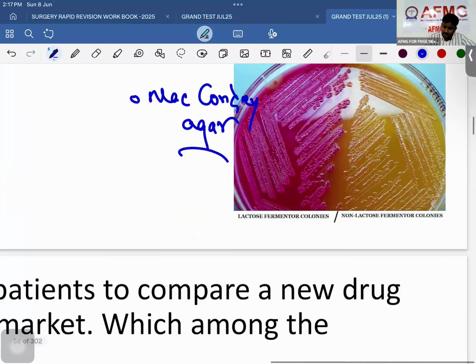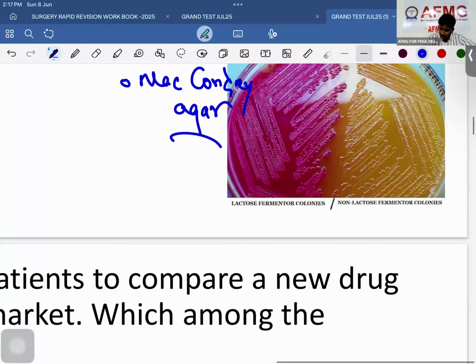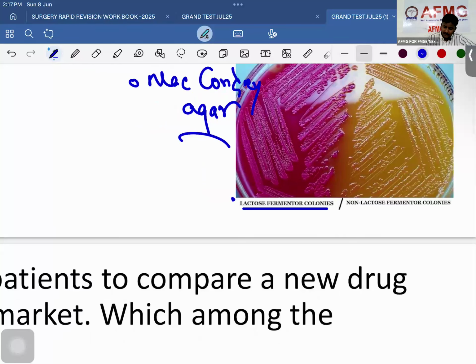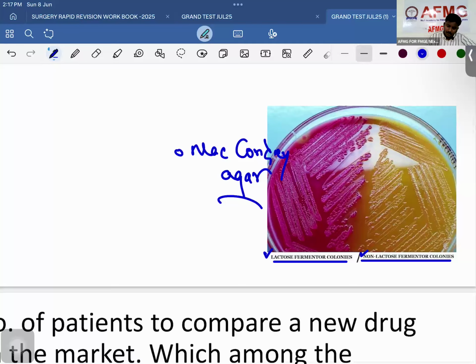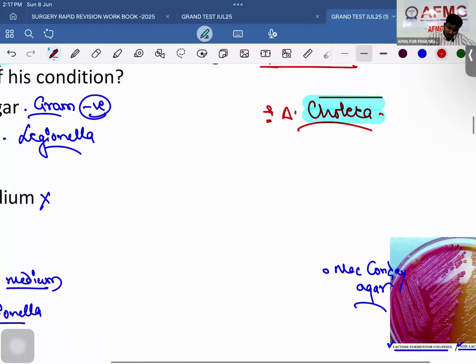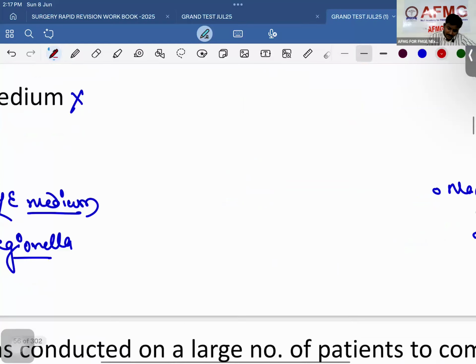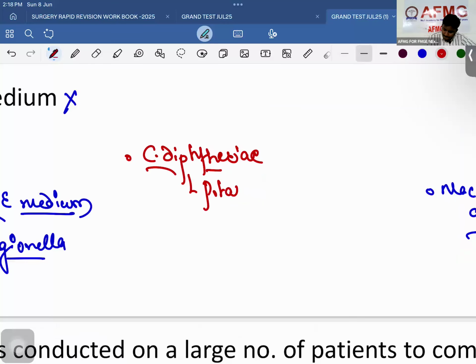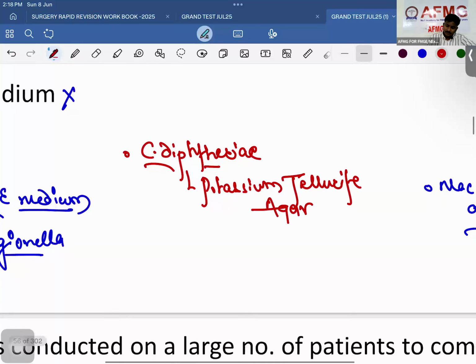And if I talk about MacConkey's agar, we know that the colonies which are going to be lactose fermenters will give you a pink color, and the colonies which are going to be non-lactose fermenters will give you a yellow color on the MacConkey's agar. That is important to be remembered. Next, if I ask you, what is going to be the best culture medium for Corynebacterium diphtheriae? For diphtheria, the best culture media is going to be potassium tellurite agar, followed by the Loeffler serum slope.